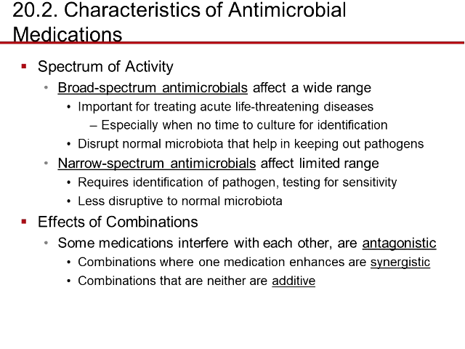Now, the spectrum of activity: broad-spectrum antimicrobials affect a wide range. They're important for treating acute life-threatening diseases, especially when there's no time for a culture for identification. They disrupt the normal microbiota that help in keeping out pathogens, so they can be destructive. Their toxicity can be destructive because they kill off bacteria that are normal in the colon or other places of the body, and they can cause other diseases or secondary infections to occur.